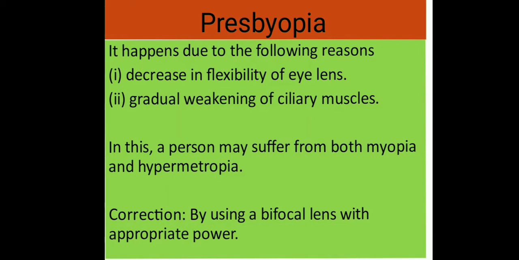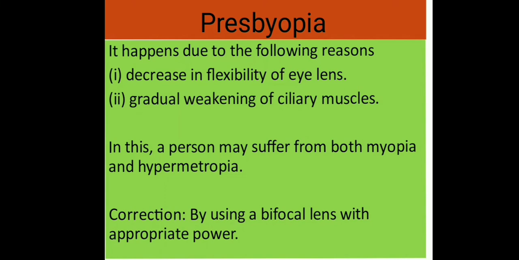Presbyopia. It is a kind of defect in the human eye which occurs due to the age factor. It happens due to the following reasons. First, decrease in flexibility of the eye lens, and second, gradual weakening of the ciliary muscles. Now in this, a person may suffer from both myopia and hypermetropia.